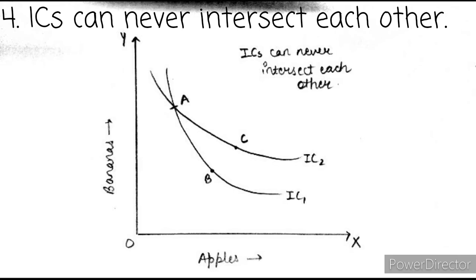So if you are provided with two bundles B and C, which bundle are you going to choose? Being a rational consumer, you will always choose the bundle C, because it is providing you more of the units of apples and bananas.